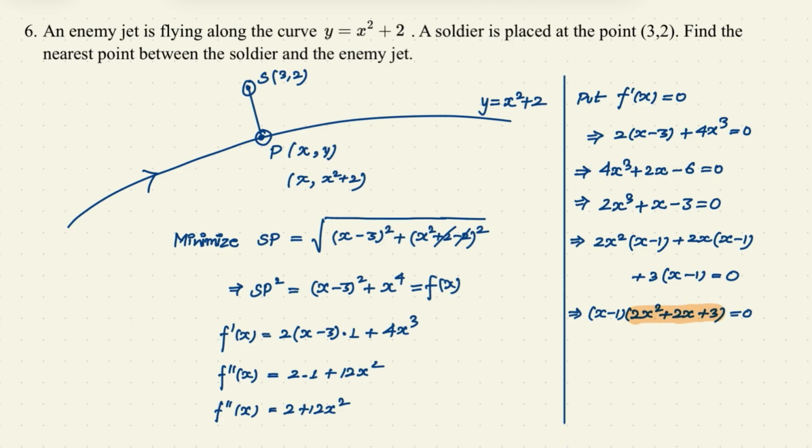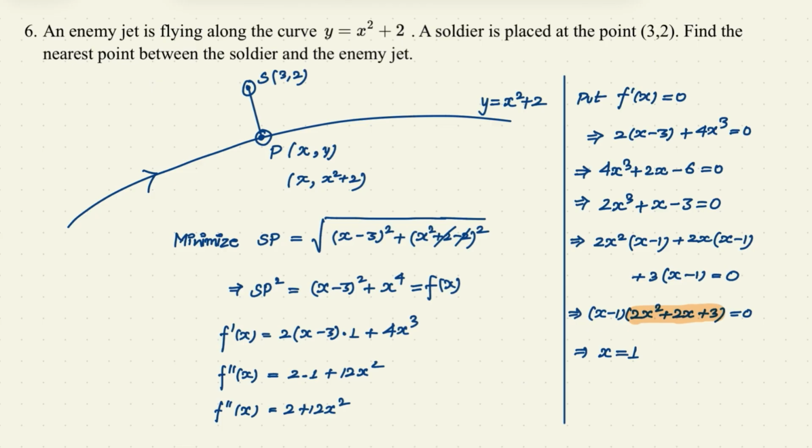So that means we will only consider x minus 1 equals to 0, and from there I'll get the value of x as 1. Now this 1 is a critical point, which could be a point of local minimum or a point of local maximum, but since the question is saying that we have to find the nearest point, that means we have to minimize, so this x equals to 1 will be the local minimum. For that you can put this x equals to 1 in f double dash of x and check.